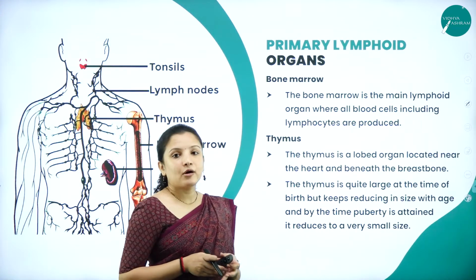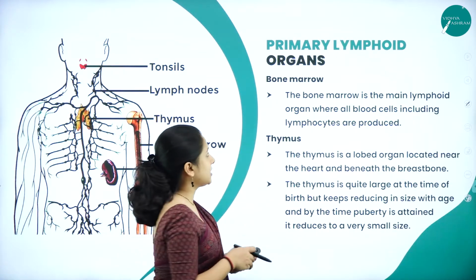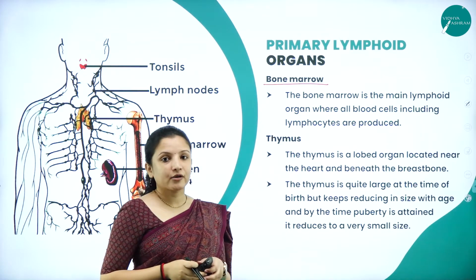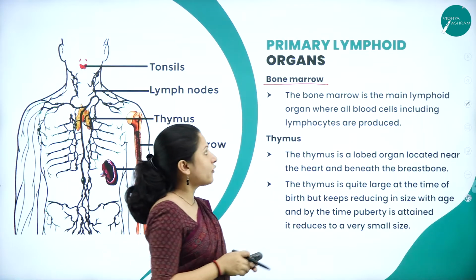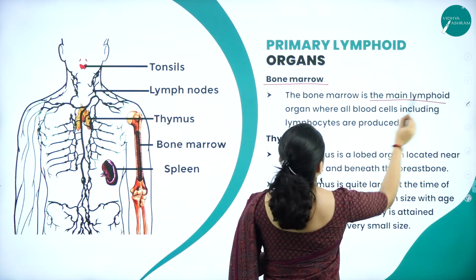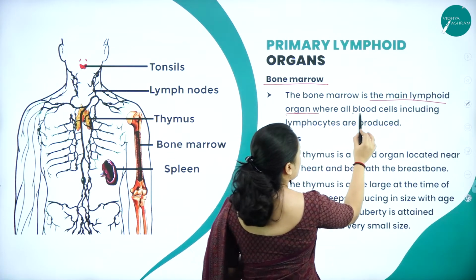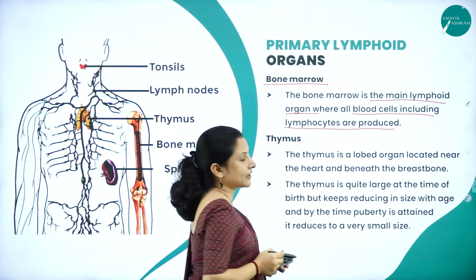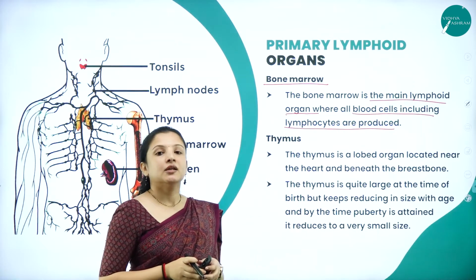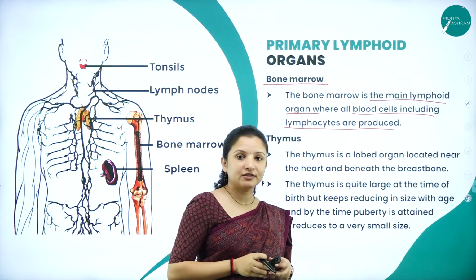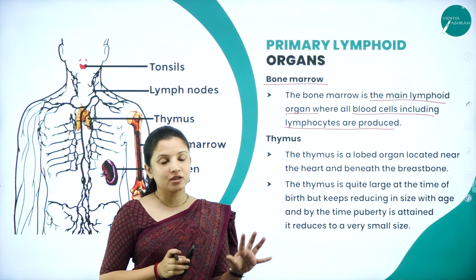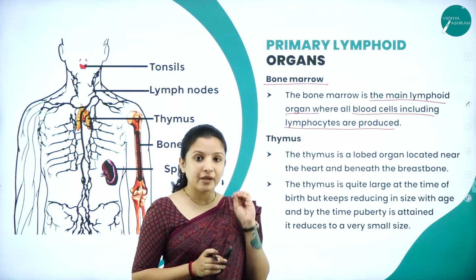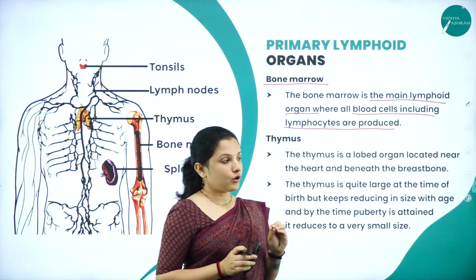So let us study the primary lymphoid organs in detail. The first one is the bone marrow. The bone marrow is the main primary lymphoid organ where all the blood cells including the lymphocytes are produced. That is, the WBCs, the RBCs and the lymphocytes are mainly produced in the bone marrow. Therefore, the bone marrow is one of the main primary lymphoid organs.